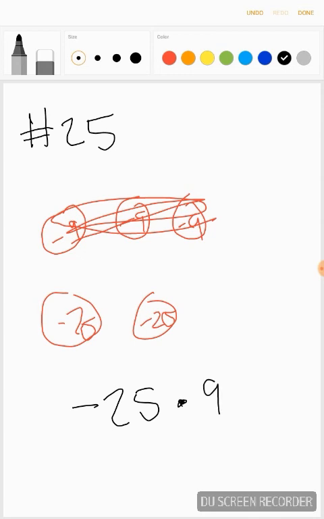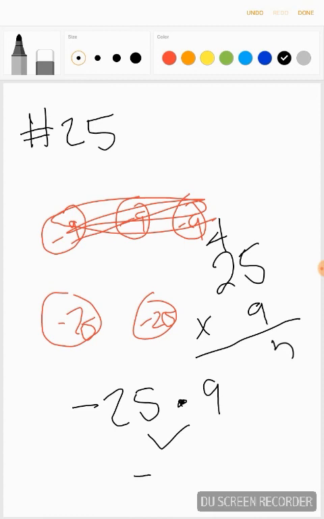If we have different signs, it's going to be a negative. And then we're going to multiply 25 times 9. 9 times 5 is 45. 9 times 2 is 18, plus 4 is 22. So you have a negative 225 points.